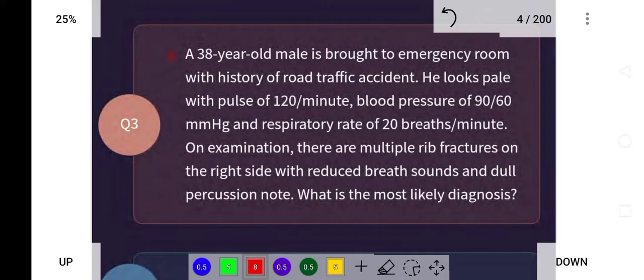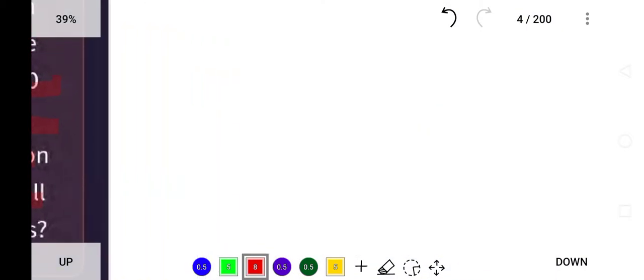Okay, so the question is, a 38-year-old male is brought to the emergency room with a history of a road traffic accident. He looks pale, pulse is 120 beats per minute, blood pressure is 90 by 60 millimeters of mercury, respiratory rate is 20 breaths per minute. Examination reveals multiple rib fractures, right side reduced breath sound and dull percussion. Note what will be the most likely diagnosis.